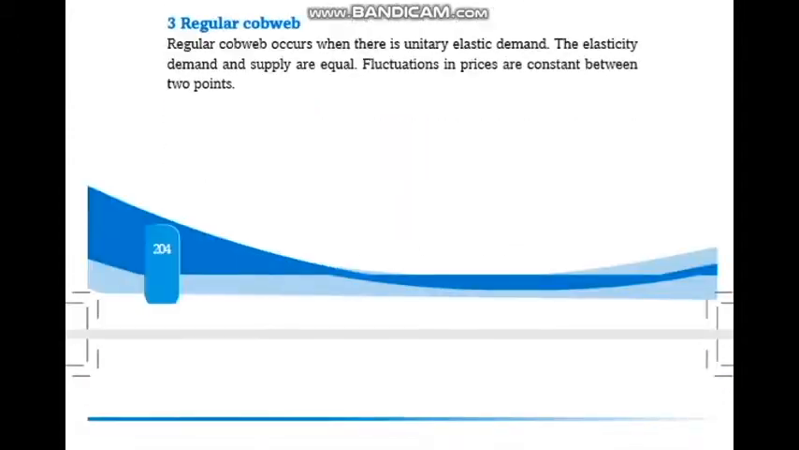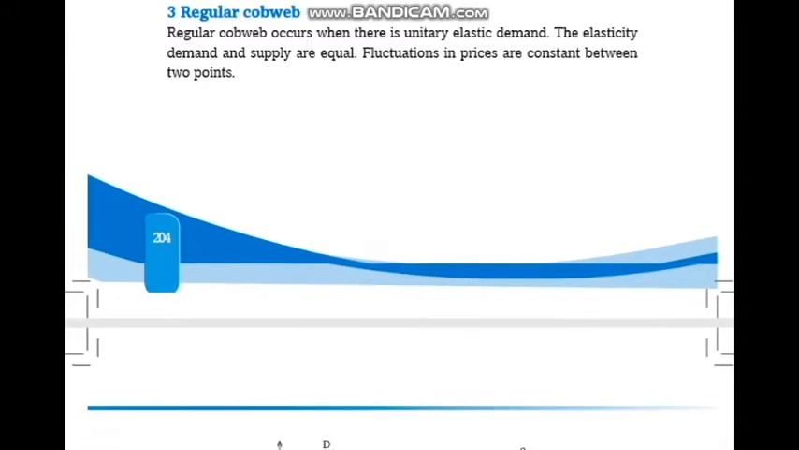So number 3 is the regular cobweb. A regular cobweb occurs when there is unitary elastic demand. Remember, we have seen it in elasticity: the elasticity of demand and supply are equal. That is what we call unitary elastic. Fluctuations in the prices are constant between 2 points. That is what we call a regular cobweb.